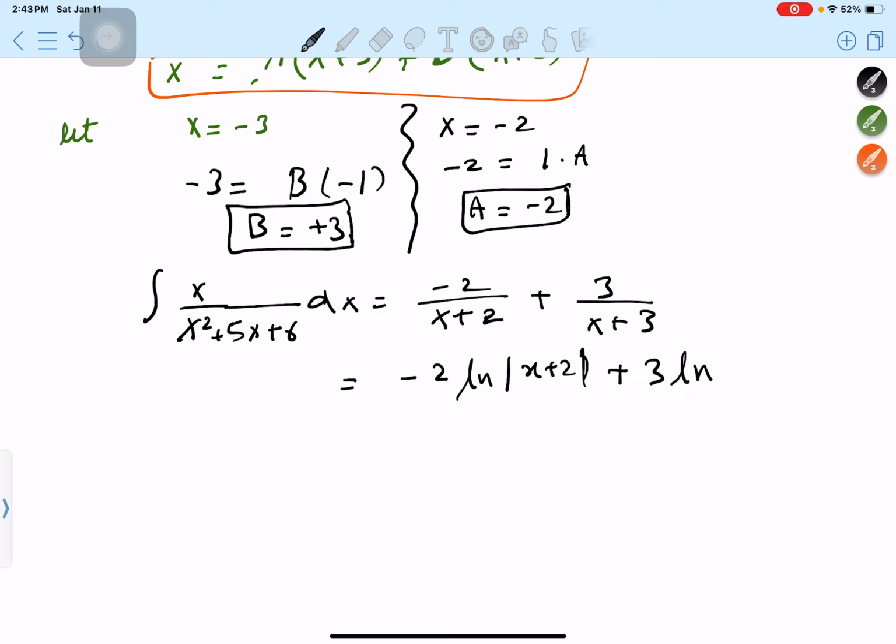So here we're going to use our properties of logarithms as well. Remember, our coefficients can go upstairs as exponents. So whatever the coefficient is, we can put that up as a power.